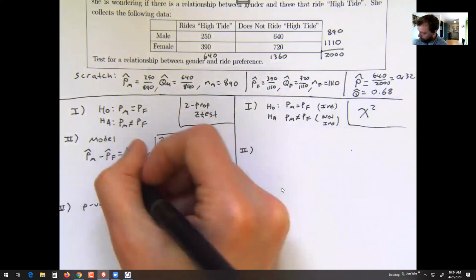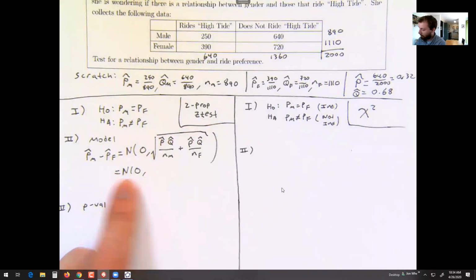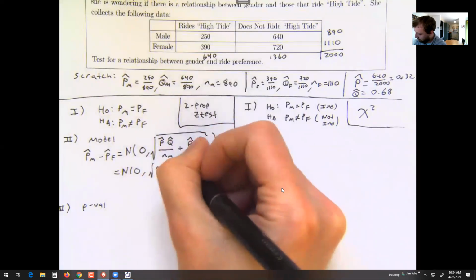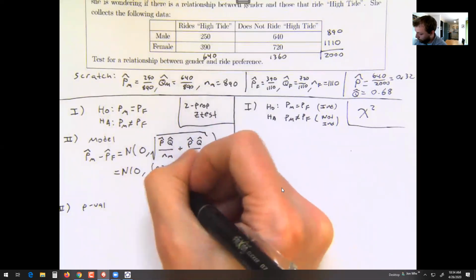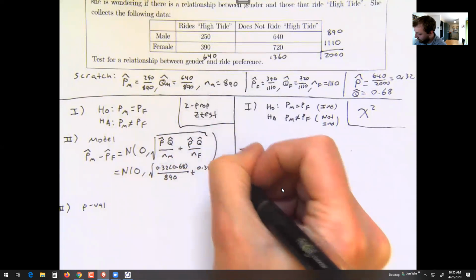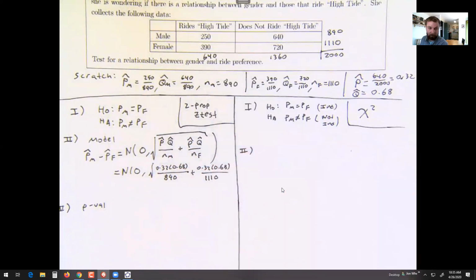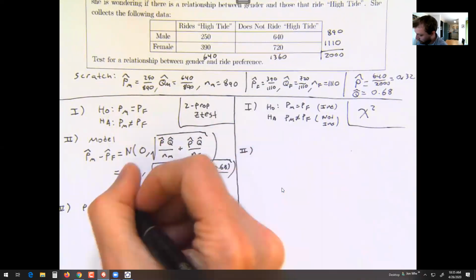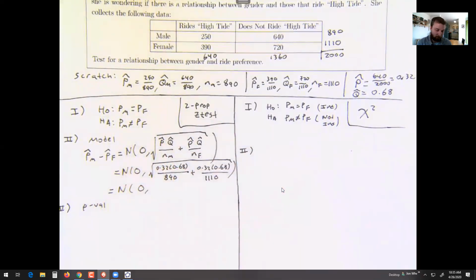So my model, no difference is the null hypothesis. 32% success rate, 68% failure rate. Number of samples in the first group was 890. 32, 68. Number of samples in the second group was 1,110. I'm going to type this into my calculator, and I'll see what I get for my standard deviation.